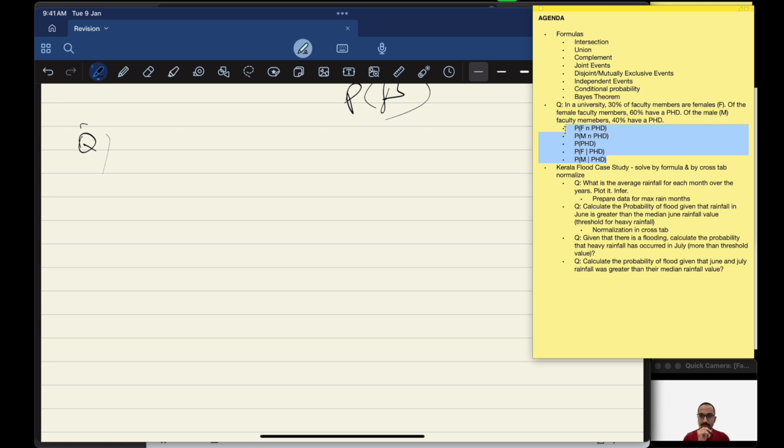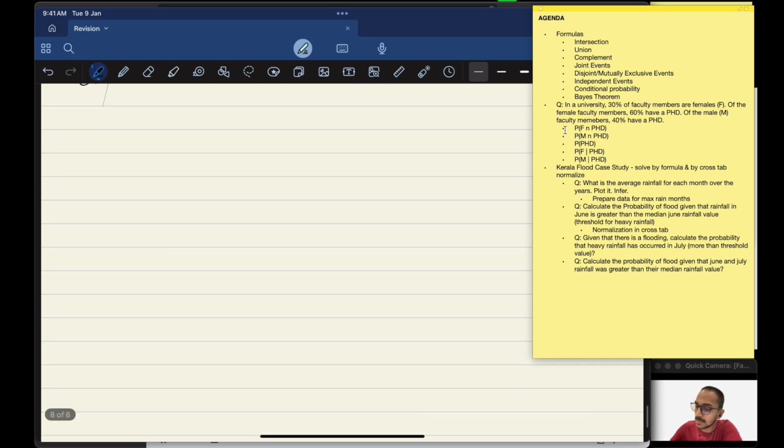Then the next question is, what is the probability of a female faculty member given that the person has a PhD degree, and same for the male. So these are the questions which we will be answering. We'll be answering this in two ways. One is based on a tree approach, and the other will plug the values into the formula, right? So first we'll do this step by step using a tree and then by the formula.